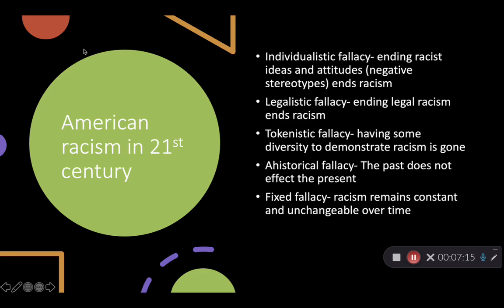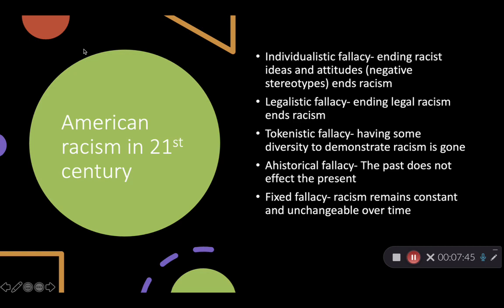The legalistic fallacy is the belief that since we've ended legal racism, racism is over, and that's not true, again, because prejudice and discrimination still exist. The tokenistic fallacy is the idea that if you see somebody like President Obama, for example, or Tiger Woods, one or two people in power, you assume racism has gone away. But if you look at the race of the actual people on the boards of CEO companies, you're going to find that they're virtually all white and all male.